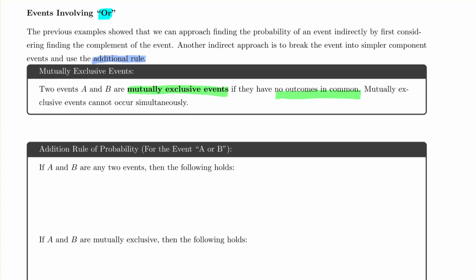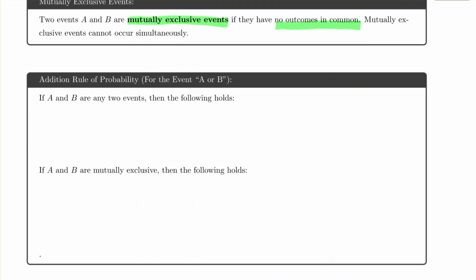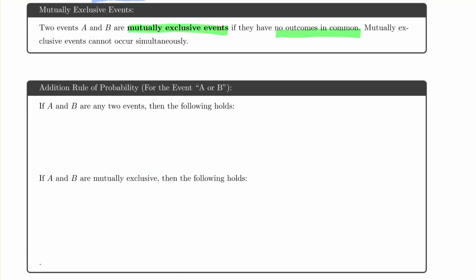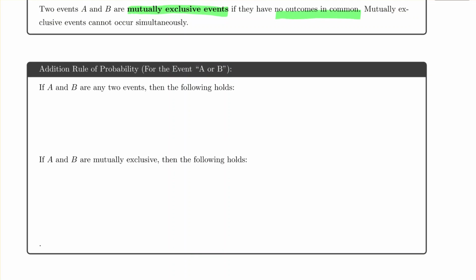So what are some examples of not mutually exclusive? Well, event A could be rolling an even number, event B could be rolling a number less than 3. Then it has a common element of 2 in that case. Okay, so we'll look at more examples, but just keep in mind that not all events have something in common, right? So if A and B are any two events, then the following holds.